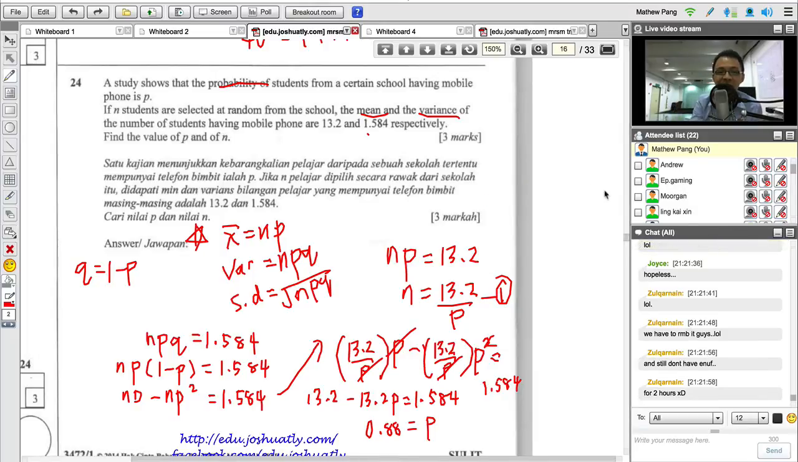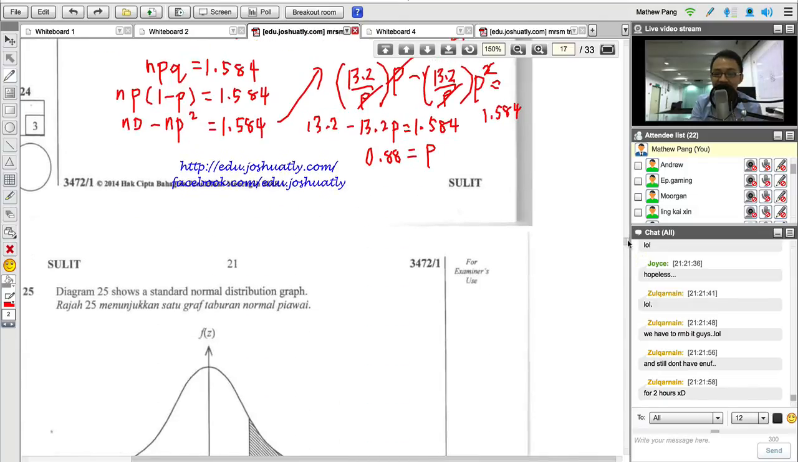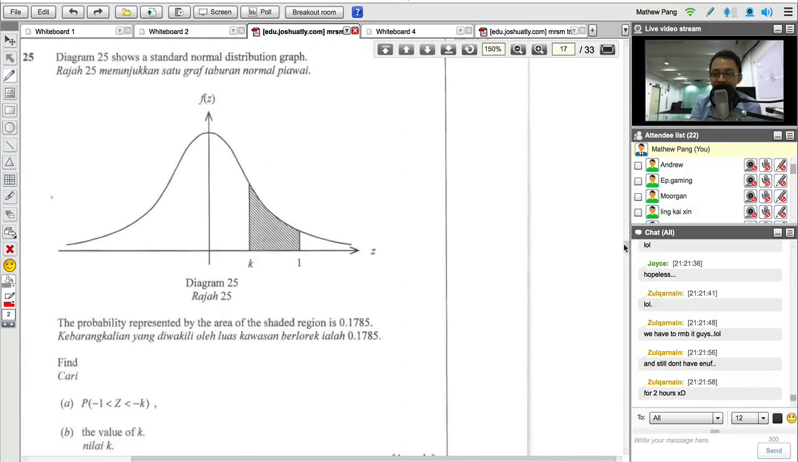We have to remember it, guys, and still don't have enough for 2 hours. Alright, finally we come to the last question. Last question over here. Okay, it's a probability distribution.